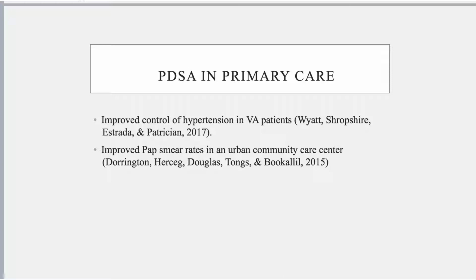The PDSA model has proven to be very effective in primary care. In the study done by Wyatt, Shropshire, Estrada, and Patrician, they improved the control of hypertension in VA patients by using the PDSA cycle.